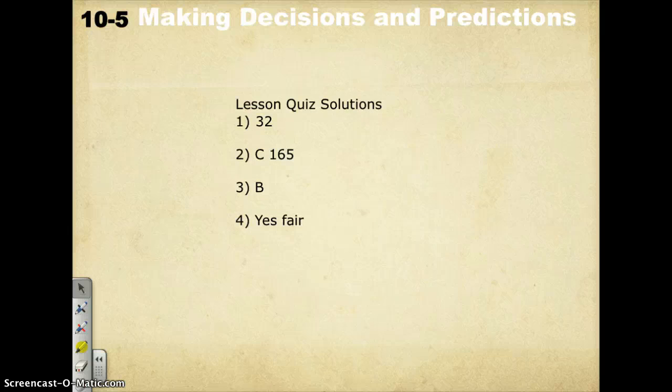Here are your solutions. Number 1 was 32. Number 2 was letter C and 165. Number 3, B. And number 4, yes, fair. If you got any of these wrong, take the correct answers, go back, and reread the situation.